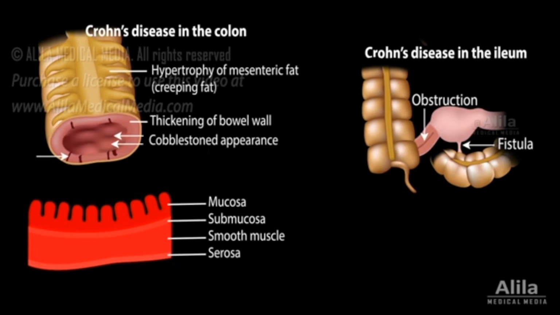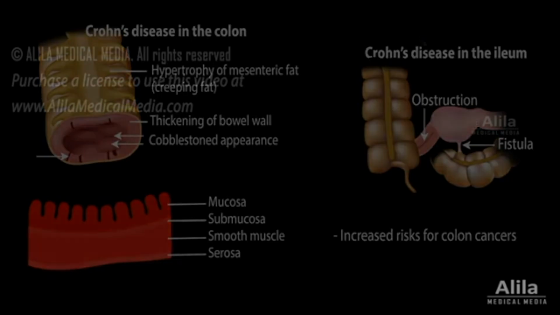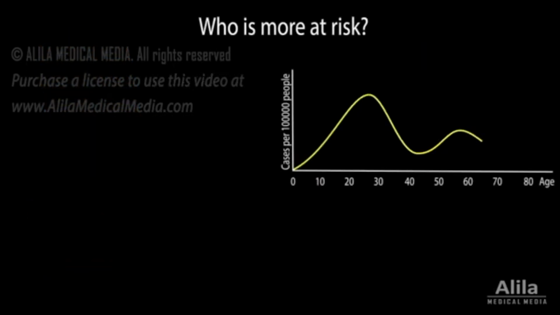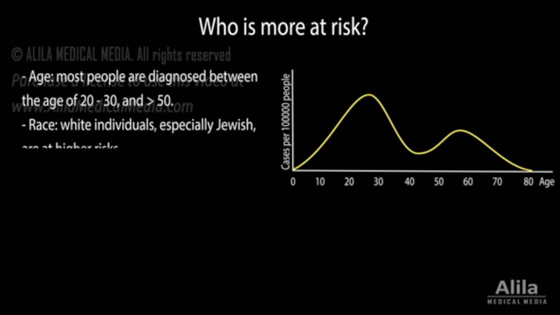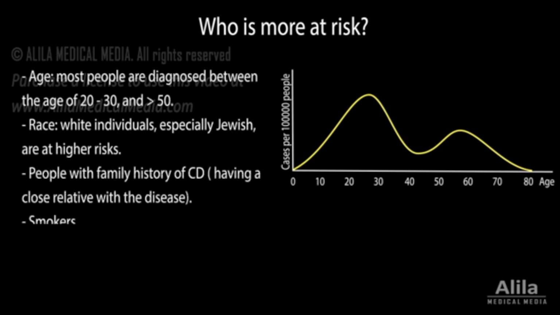In the long term, Crohn's disease may increase risks for colon cancers. The disease has a major peak of onset between the age of 20 and 30, and a smaller peak later in life. White individuals, people with family history, and smokers are at higher risks.